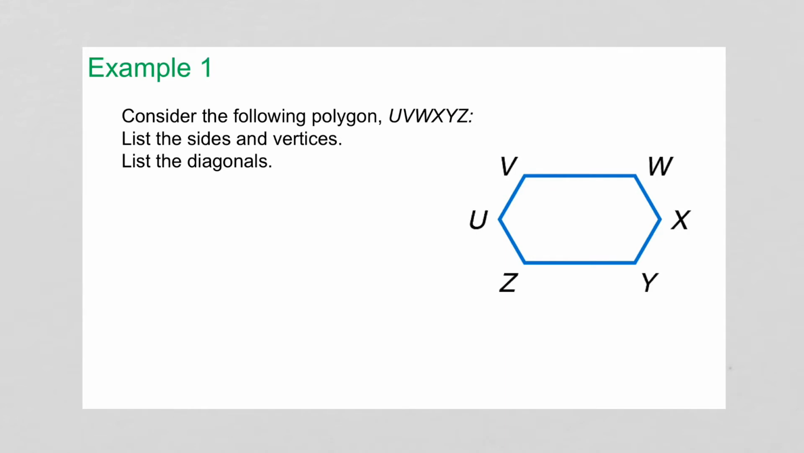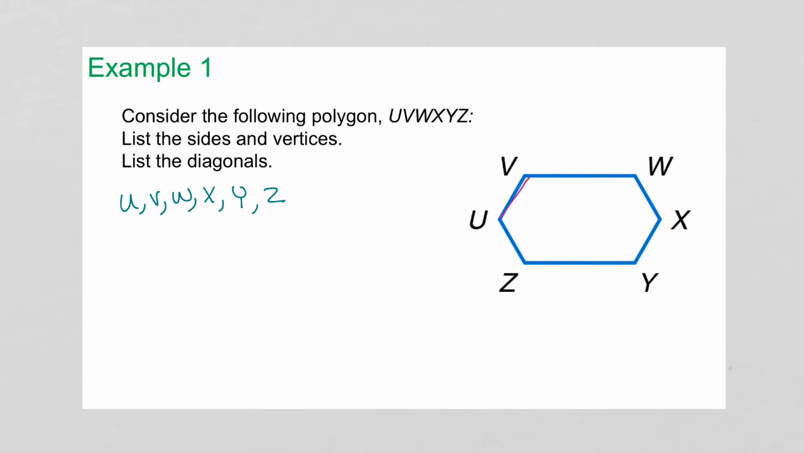Example 1 says, consider this polygon, and we call it UVWXYZ because we name it by its vertices. And you can start with any vertex, just make sure that you're going in order around the polygon when you name it. It asks us to list the sides, the vertices, and the diagonals. So the vertices are U, V, W, X, Y, and Z.